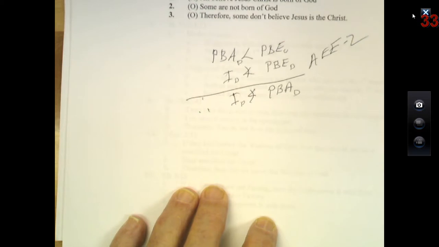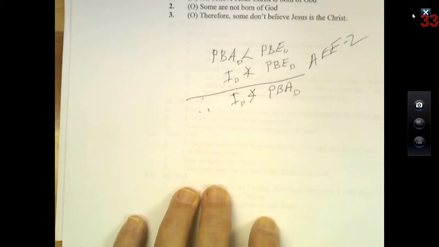Okay, let's look at the rules. Let's apply the rules. What rules? The 6 or 7 rules we have. The syllogism must contain exactly 3 terms. Got that.